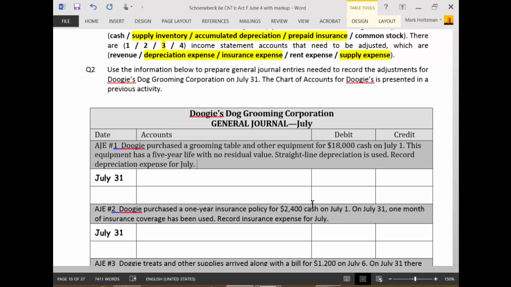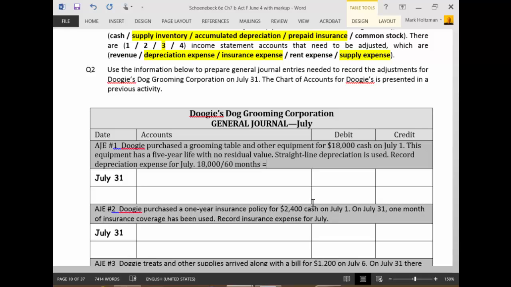And so it'd be the cost of the asset divided by the number of periods. In this case, the cost of the asset is $18,000. The number of periods is how many? No. We're only doing 1 month. So 1 month, how many months are there for this asset? 60 months, because it's a 5-year asset. 5 times 12 is 60. So this would be 18,000 divided by 60 months.